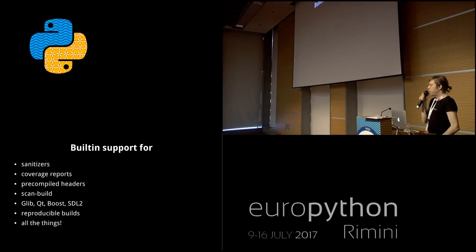So there was talk about built-in support for stuff. So we support the sanitizers, so address sanitizer, memory sanitizer, UB sanitizer, all the stuff. You just toggle the switch, say I want this enabled, and then you have it. Coverage report, precompiled headers, scan-build, all of the things that you would expect. And scan-build is the static analyzer that comes with Clang, and if you have it installed, there's a target called scan-build, and you just run it, and then it runs the thing.